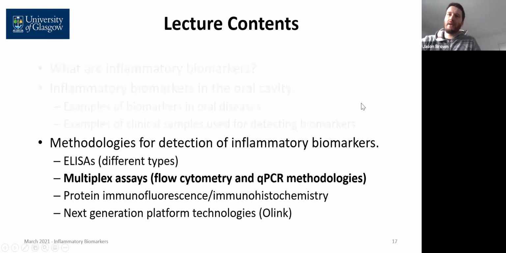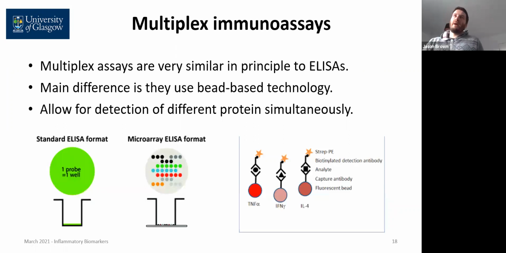If we move on to the next methodology, this is multiplex assays and specifically flow cytometry. So multiplex assays are very similar in principle to ELISAs, and the main difference is that they use bead-based technology. And the big advantage of multiplex assays over ELISAs is it allows you to detect different proteins simultaneously.